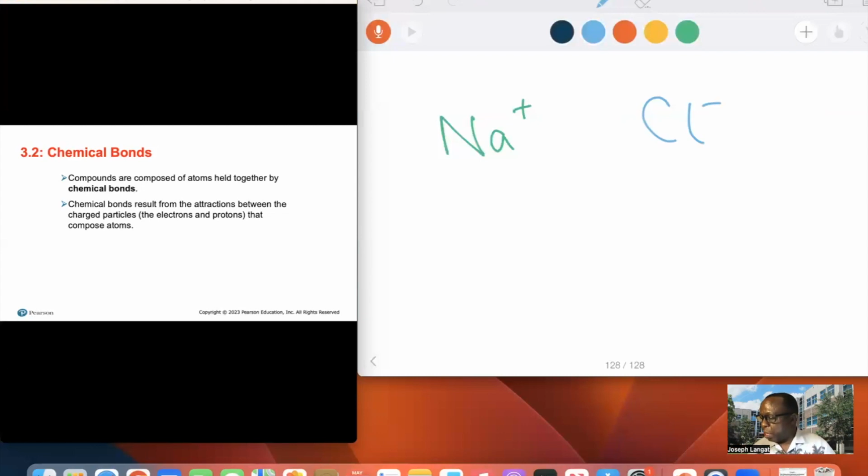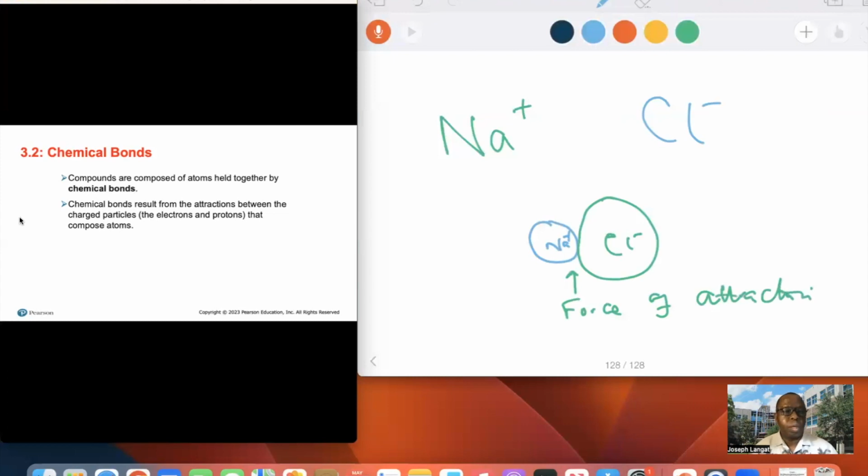So if I represent that, I can have sodium here positive and chlorine negative here. This is the force of attraction between the two. And that is what is highlighted here, that charged particles will be any other metal, or any other non-metal with an overall negative charge. We're going to talk about the cation and anions later on. I know some of you may remember that.